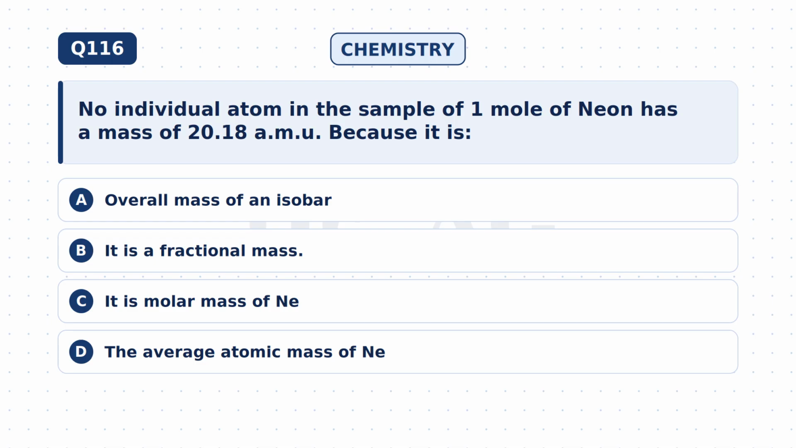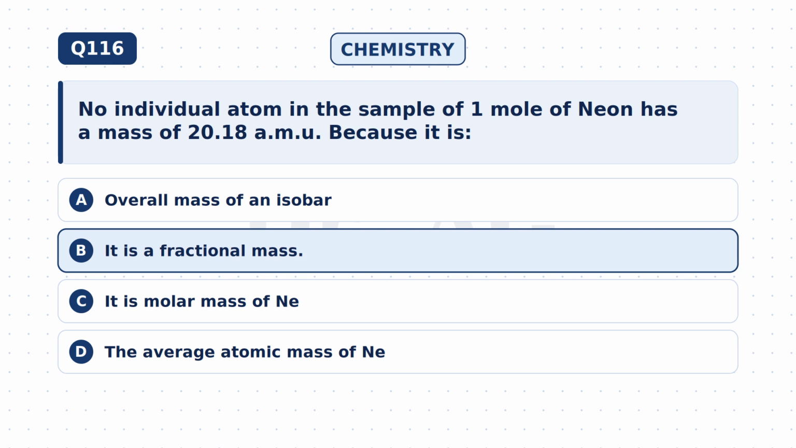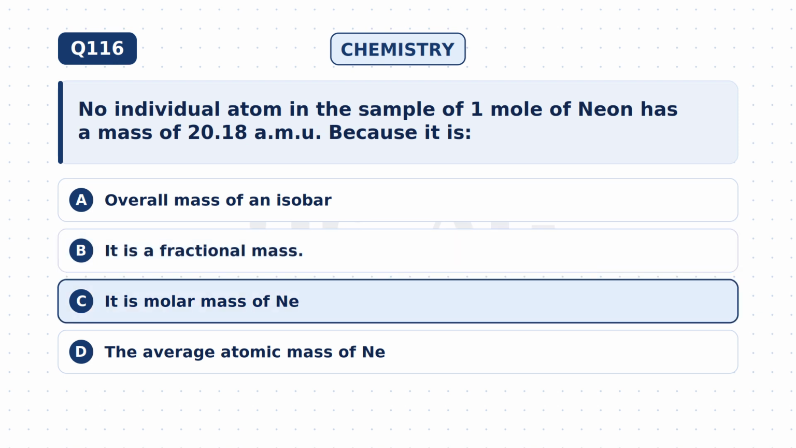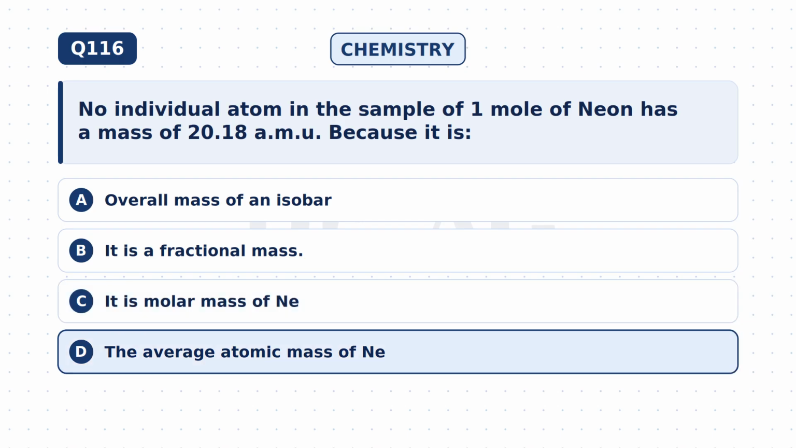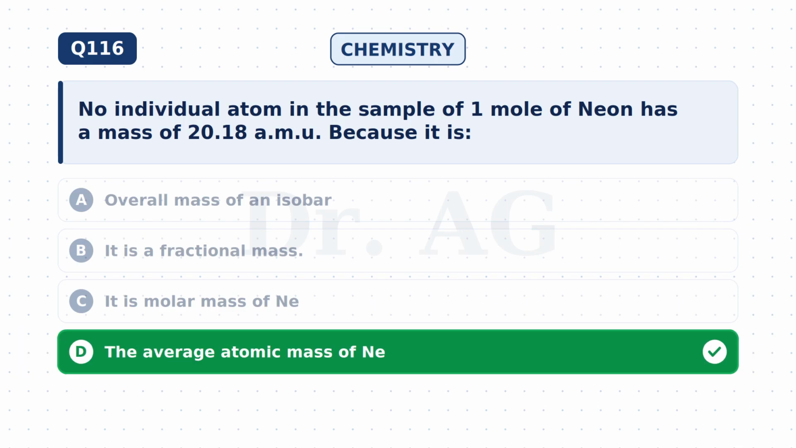Question 116. No individual atom in the sample of 1 mole of neon has a mass of 20.18 amu because it is. Option A, overall mass of an isobar. Option B, it is a fractional mass. Option C, it is molar mass of Ne. Option D, the average atomic mass of Ne. The correct answer is D. The average atomic mass of Ne.